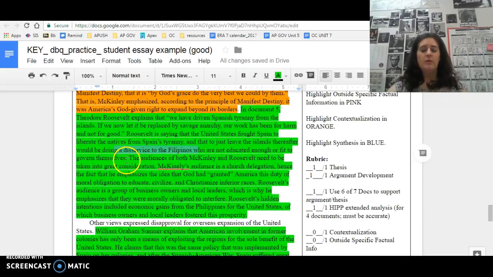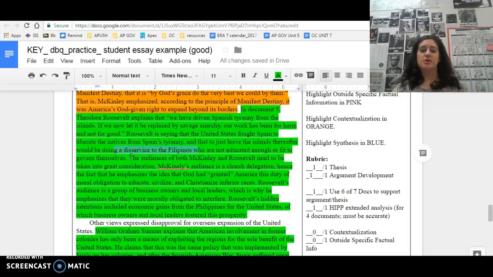Then they do what's kind of unique, and they talk about the intended audience for both 3 and 5. Generally, if you just combine multiple documents and you say both documents 3, 7, and 8 have the same point of view of a pro-expansionist, you're not going to get the point. You only get it if you individually discuss the point of view or the intended audience. And here, this student does it really well.